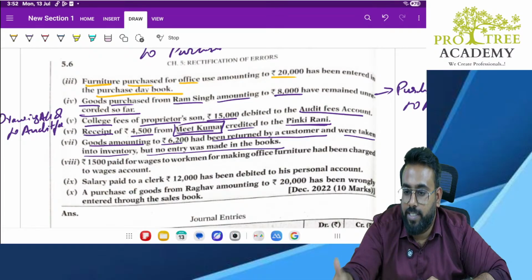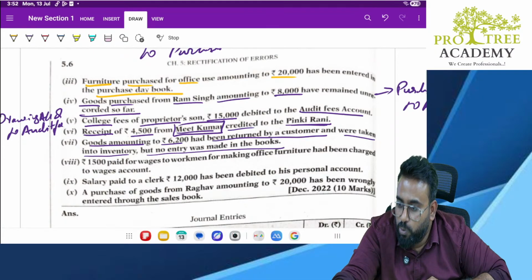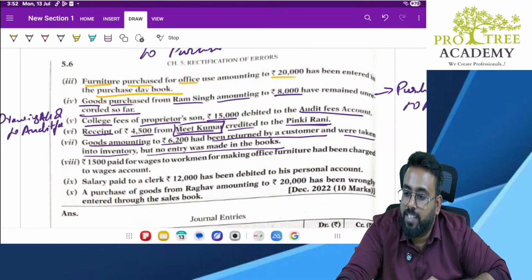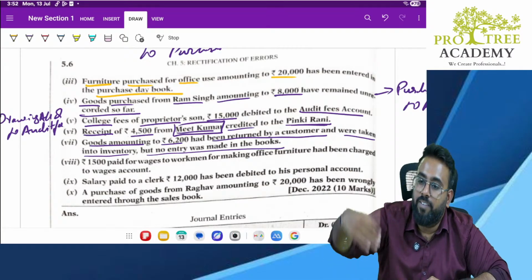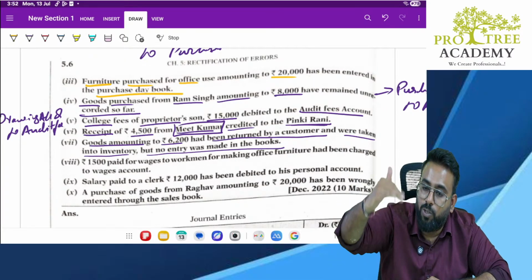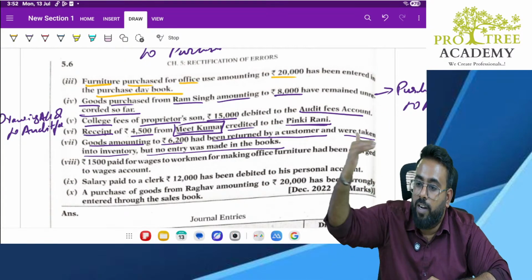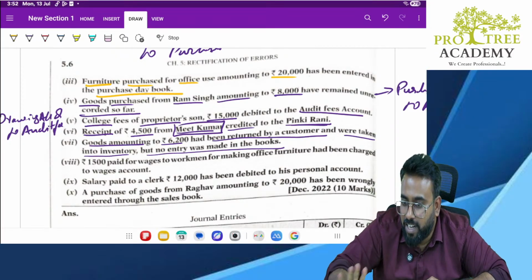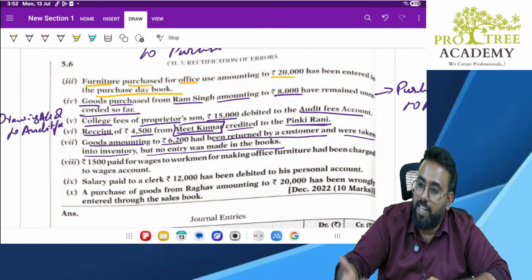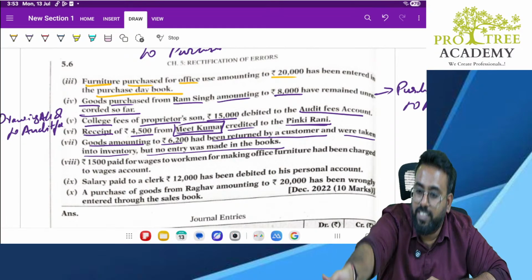Why? Sales is an income, but when goods are coming inside, that means returning, that means our income is coming down. When income comes down, it will be debited. So sales return account debit to debtors. Customer or debtors. Correct or no? What we have done is we have not recorded it. So now record this entry.